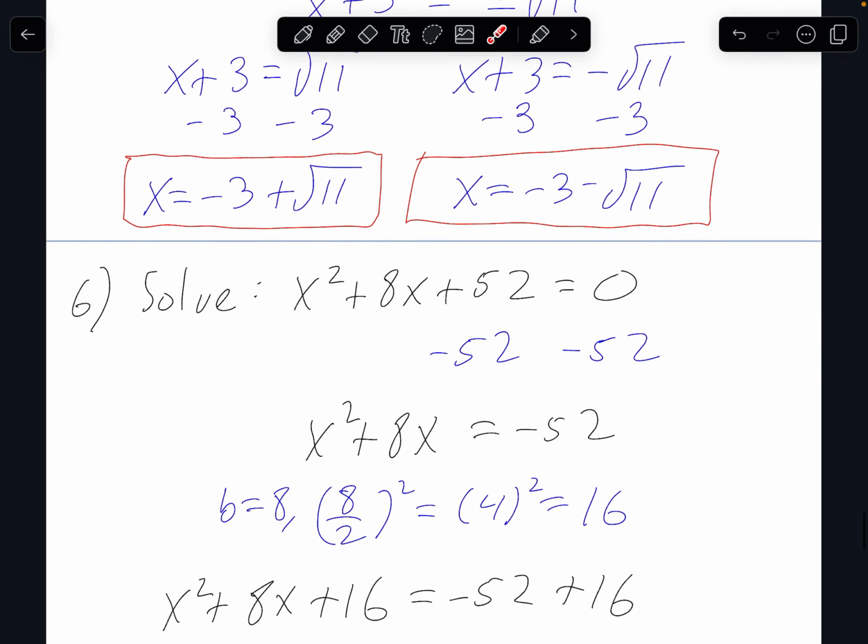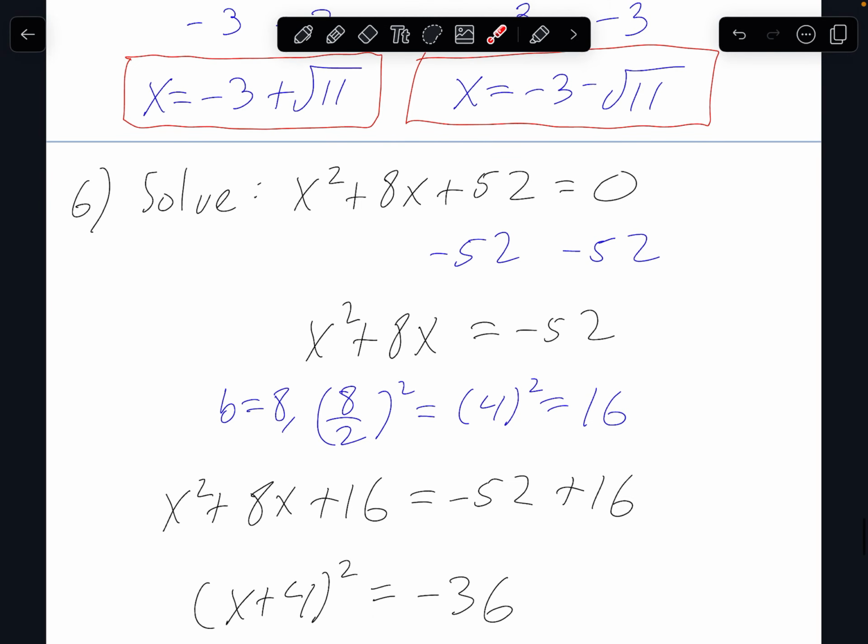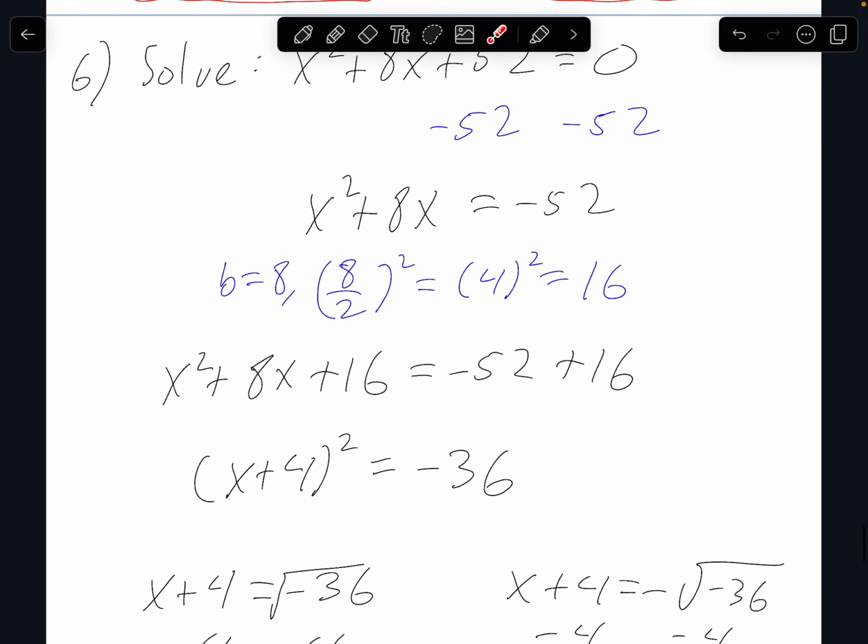So that means x squared plus 8x plus 16 equals negative 52 plus 16. Again, this 16 has to be added to both sides of the equation. X squared plus 8x plus 16 factors because 8 divided by 2 is equal to 4. That means it factors into x plus 4 to the second power. Negative 52 plus 16 is negative 36. Let's take the square root of both sides.